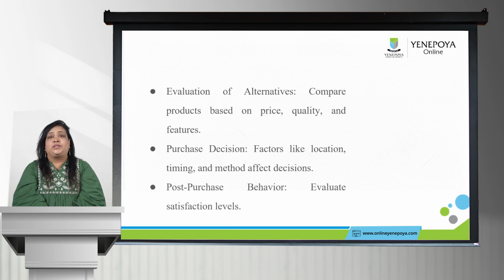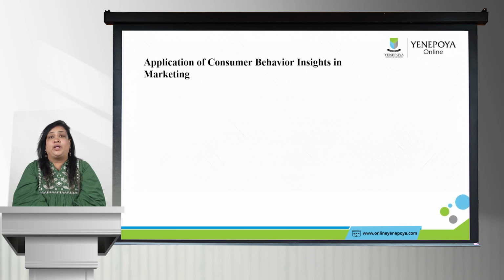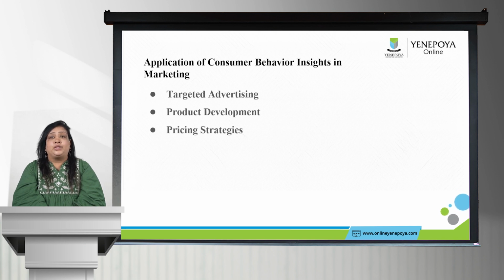Next one is post-purchase behavior. Examine consumer satisfaction levels, feedback, and repeat purchase patterns. And the next point is that positive experiences result in loyalty, while negative ones demand improvement. The next point is application of consumer behavior insights in marketing. Targeted advertising: tailor campaigns to resonate with the specific needs and preferences of the target audience. Product development: use insights to create or modify products that align with consumer expectations. The next point is pricing strategy. Set prices that match perceived value and appeal to the consumer's financial preferences.